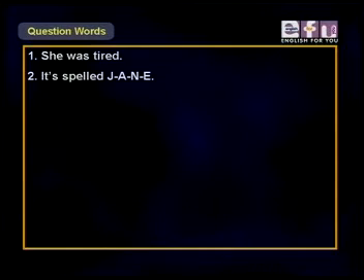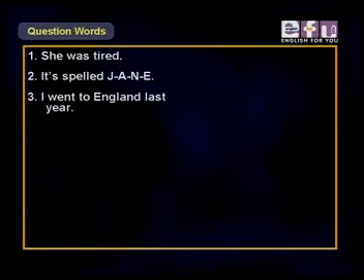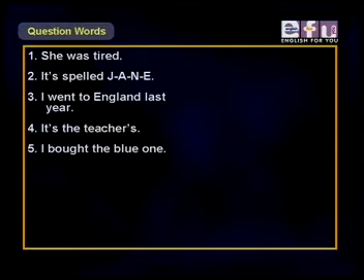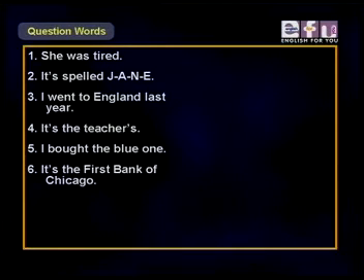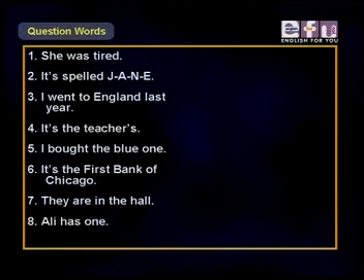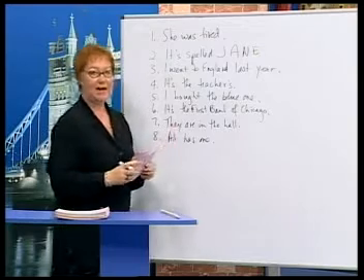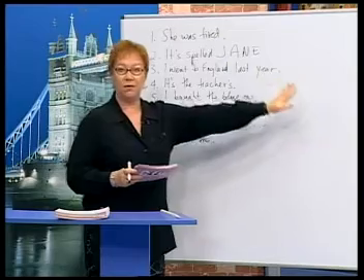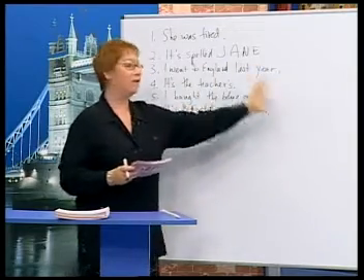It's spelled J-A-N-E. I went to England last year. It's the teacher's. I bought the blue one. It's the First Bank of Chicago. They are in the hall. Ali has one. Okay, now I'm going to write the questions and then you see how you can match them together.